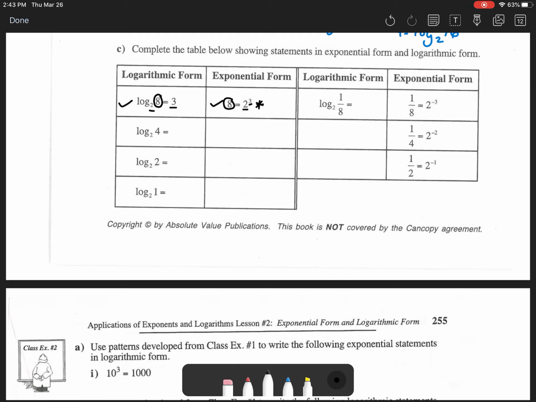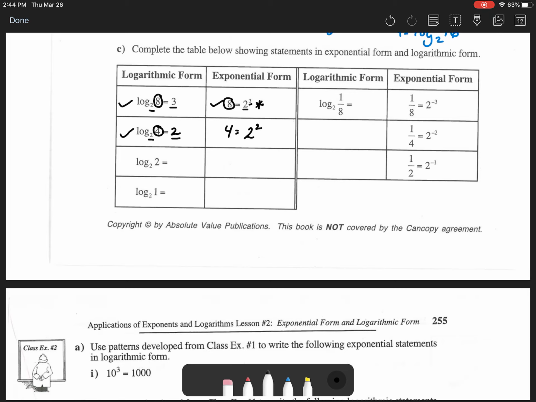So again, 8 was equal to 2 to the exponent of 3. Now, if I use that same basic logic, moving on to the next question, I'll start here. Log base 2 of 4 is going to equal 2. How do I know that? Because 2 to the exponent of 2 is equal to 4. So that's all that I do over here. I say 4 is equal to 2 to the exponent of 2.